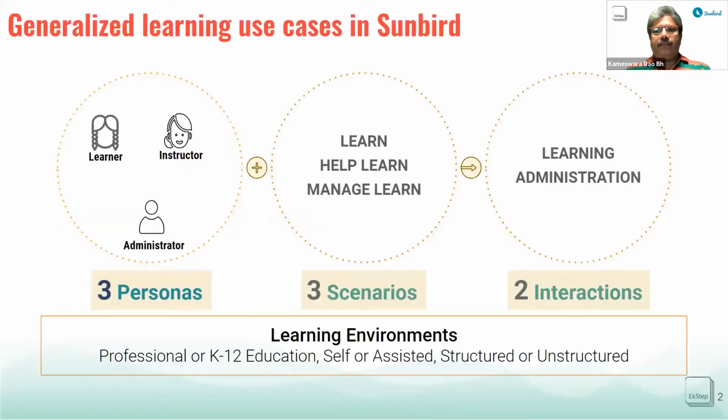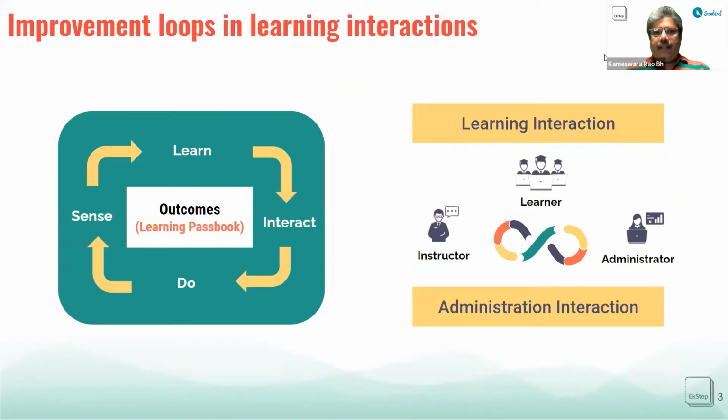Yeah, so let's start off. Just for a recap, Sunbird as an infrastructure tries to generalize the entire different set of learning use cases into three personas, three scenarios and two interactions. The three personas are the learner who learns, the instructor who helps the learner learn, and the administrator who manages the learning processes. The interactions can be broadly classified into the learning interaction and the administration. Then we have the learning improvement loop, which starts with learn, then you interact with either other learners or the instructors, do certain activities, and then assess or sense the progress, and then the loop of learning continues.